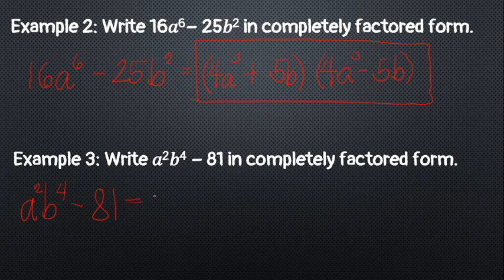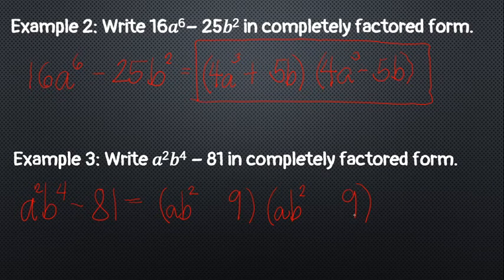So again, let's make two small parentheses. Divide the exponents by 2. So a squared will become a, b to the fourth power will become b squared. Then 81, the number that when you multiply by itself the answer is 81, is 9.